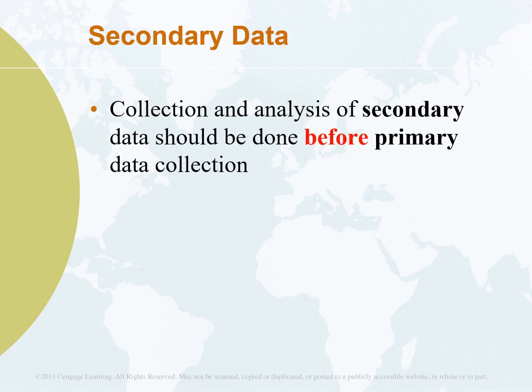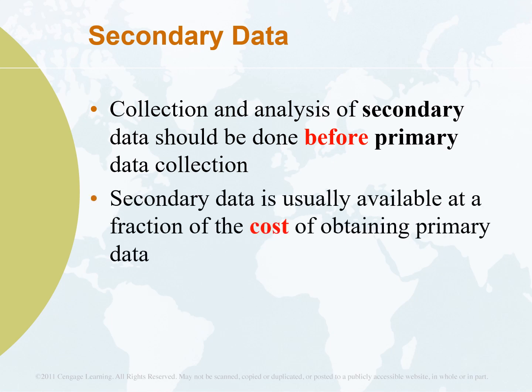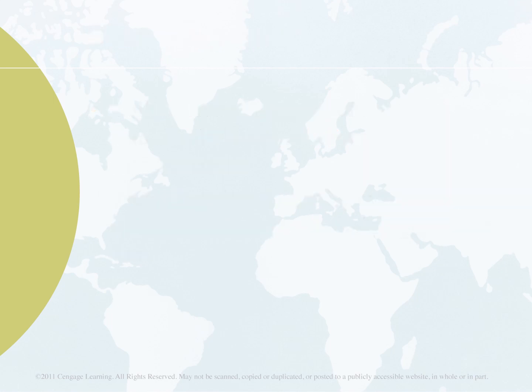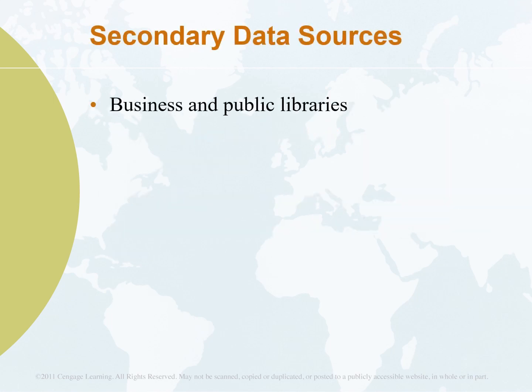Let's look at the secondary data first. Collection and analysis of secondary data should be done before primary data collection. Whatever research project you work on, you should plan to get your secondary data first before you start collecting your primary data. Because secondary data is usually available at a fraction of the cost of obtaining primary data, or oftentimes is free.